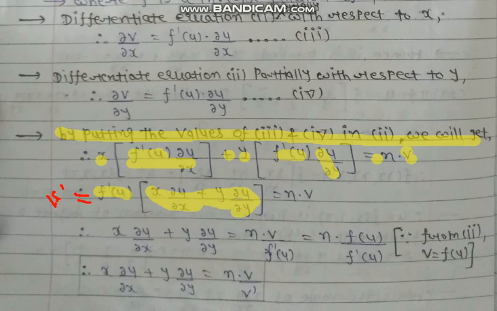So n f of u by f prime u, that is v upon v prime. So this statement is your modified Euler's theorem statement. Clear? Modified Euler's theorem statement.